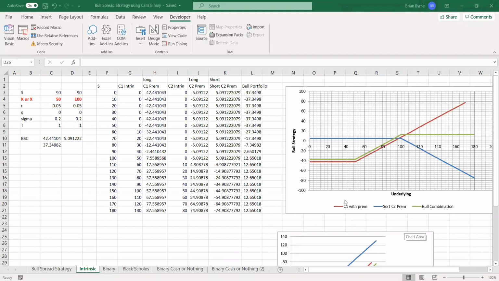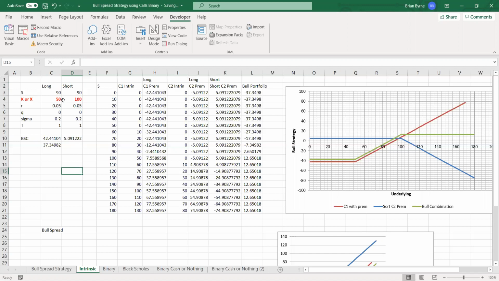Okay, so previously we had set out a bull spread, and bull spreads are a relatively standard trading strategy used by traders. It's a combination of two call options, a long call option and a short call option. Here we had the long position, which had a lower exercise price, and then we had the short call. Again, the parameter values are the same in each case.